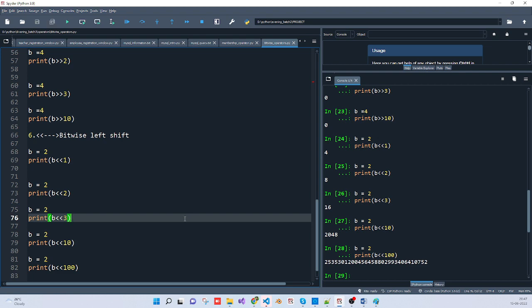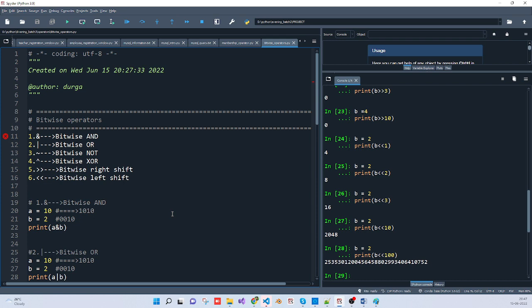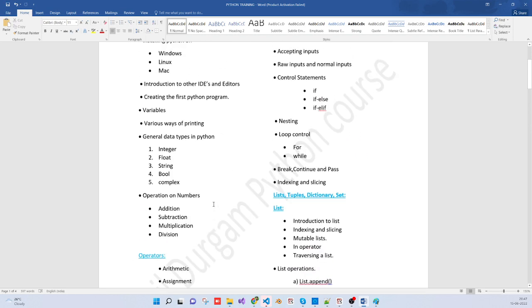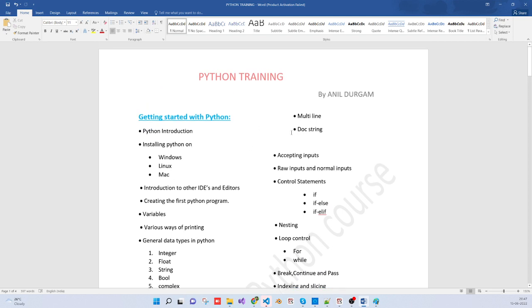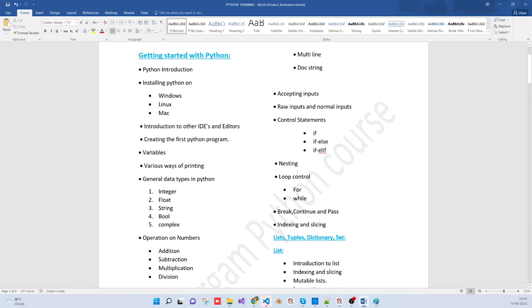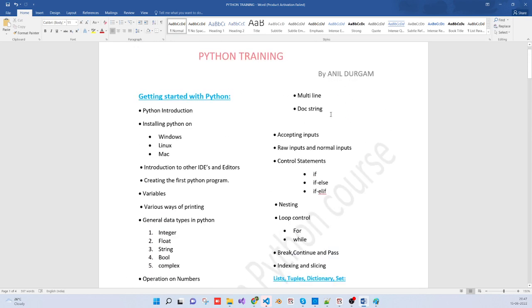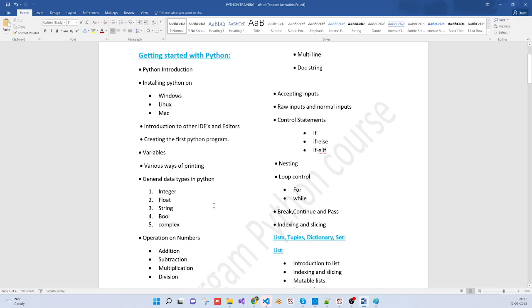If not, then I will go to the next one in the next session. Okay, here, control yes. Now the next topic is strings and types. Here we are taking different strings, how to take the input, what is raw input and normal input, and the control statement. We will go with single line comments, multiple line comments, and a doc string. Then after that we will stop the session.